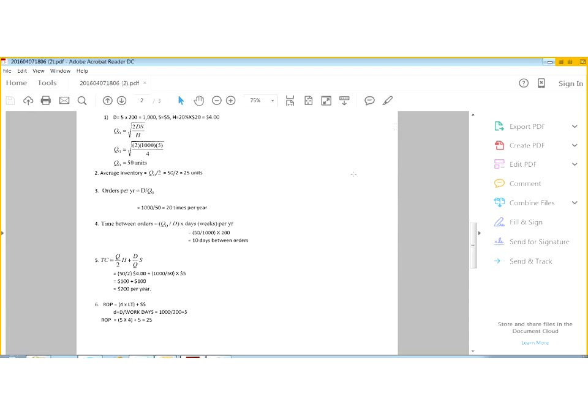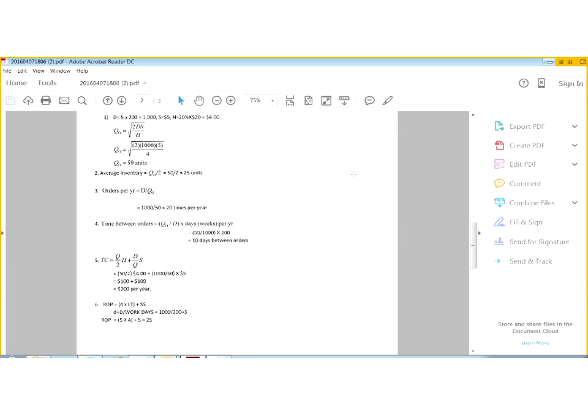So in the total cost formula, Q over 2 is the average inventory. We got that from step number 2. So what was the average inventory times the holding cost? And then D over Q is the equation that we used in step number 3, orders per year. So D over Q is how many times we're going to order per year, and then what does it cost us each and every time that we order. So both of those calculate to be 100, so the total cost for the year will be 200.